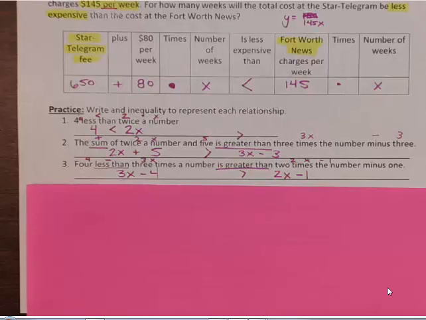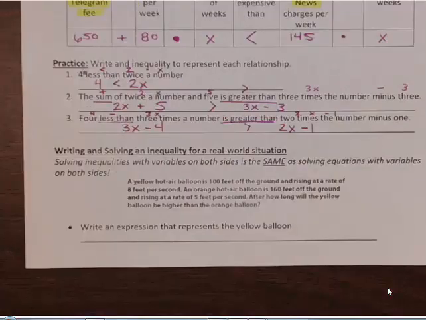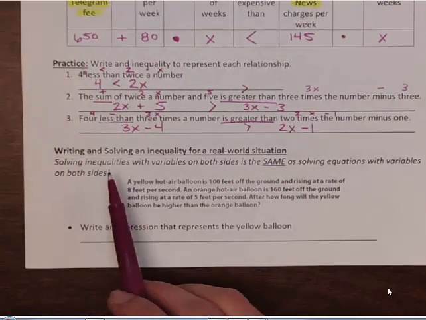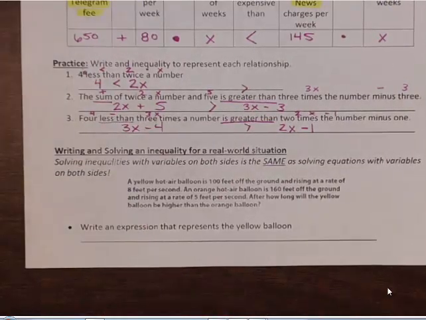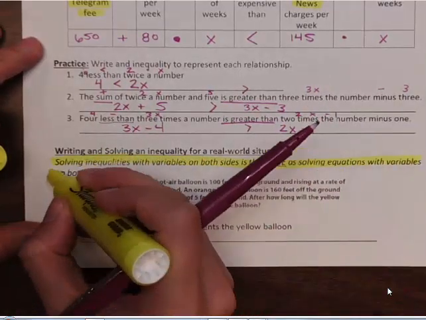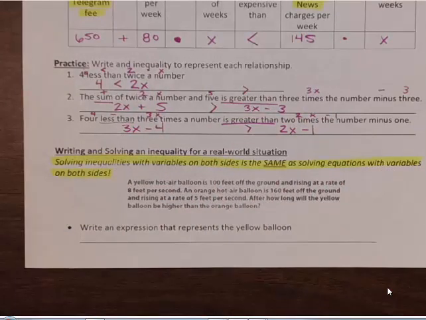Now looking at some more inequalities from real life situations, we're going to do the same but break it down a little bit more. So let's take a look at this real world situation. Before we begin, solving inequalities with variables on both sides is the same exact thing as solving equations with variables on both sides. So don't worry that it's just a different symbol than the equal sign. We're still doing the same exact steps to solve.